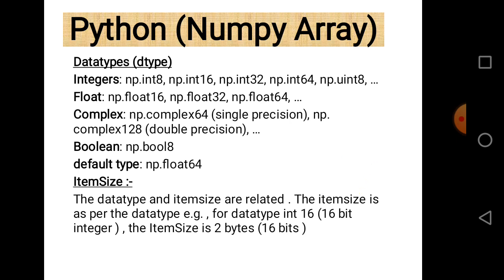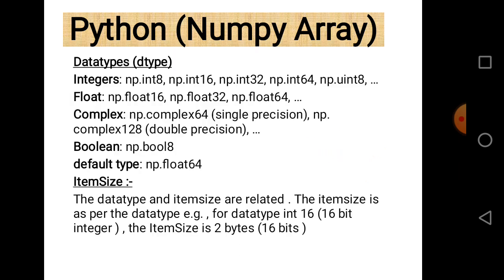Next is item size. The data type and the item size are related to each other. As per the data type int 16, which means a 16-bit integer, the item size is 2 bytes, and as we know 1 byte equals 8 bits. So item size is directly related to the data type. If you want to know the item size of a particular data type, we can use the itemsize function of np.